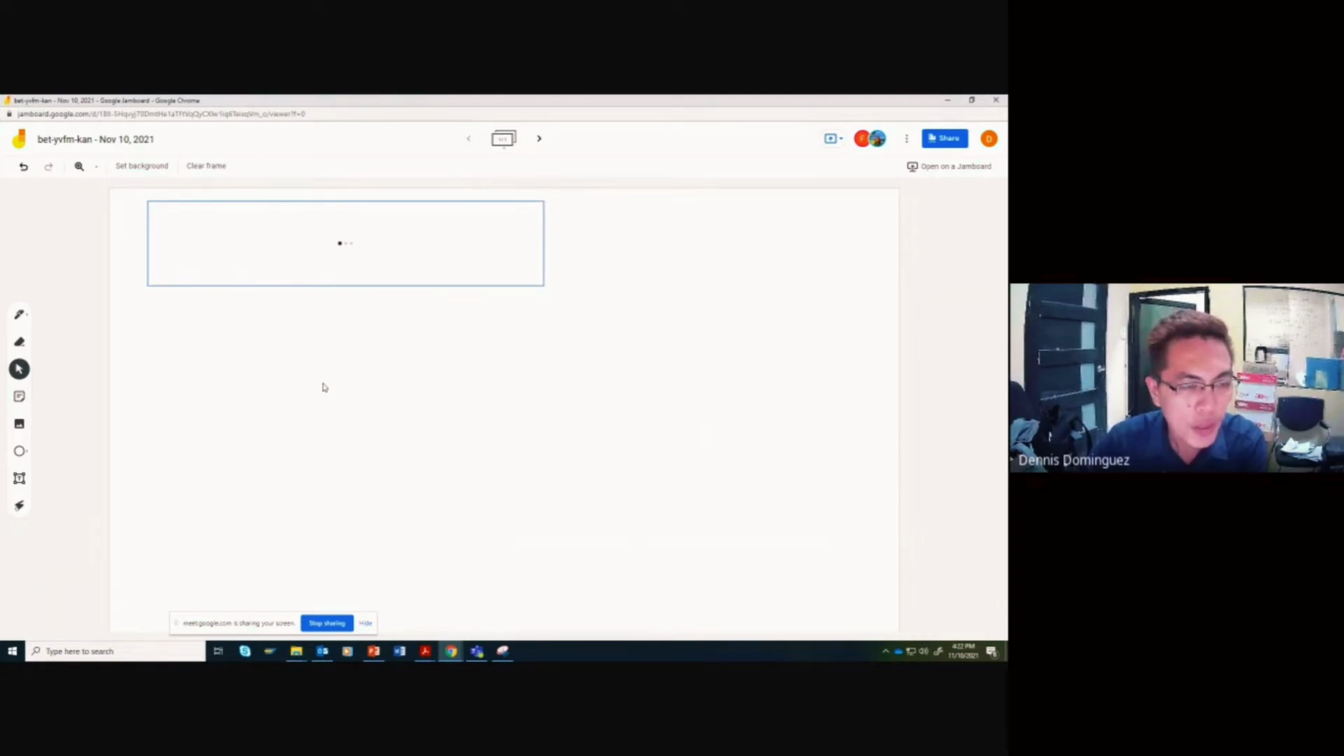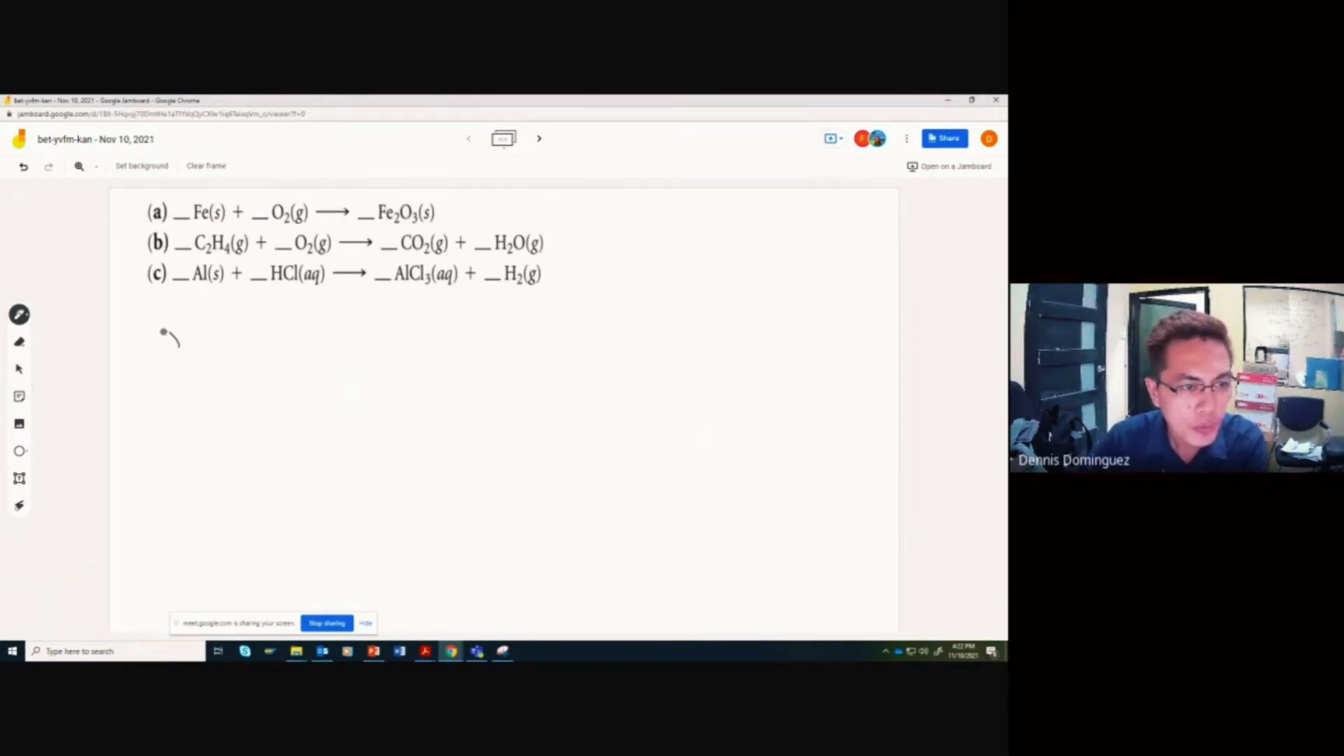Number 1 is the reaction between your iron, which is Fe, plus oxygen, O2, which yields Fe2O3, or ferric oxide. The reactants, iron plus your oxygen, will yield your Fe2O3.